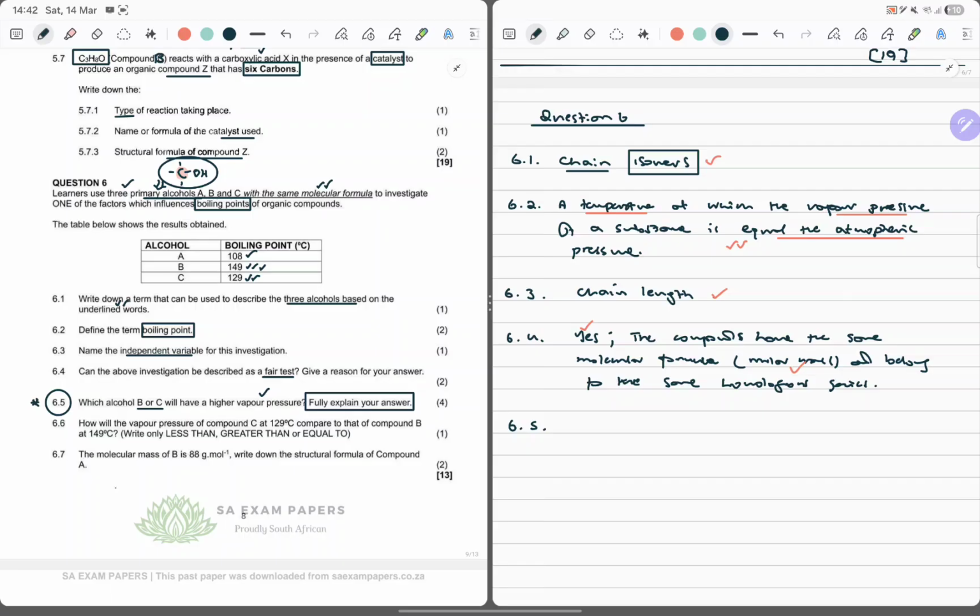Remember, the question said which alcohol. We now need to say that the one is going to be C. Why? Now we start making our bullet arguments. We can say C has a lower boiling point than B. That's the obvious thing. First, you state the obvious.